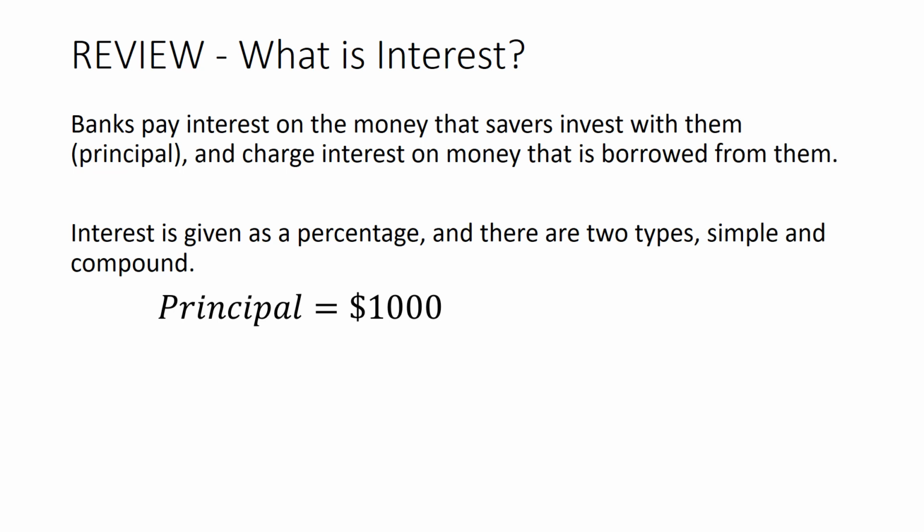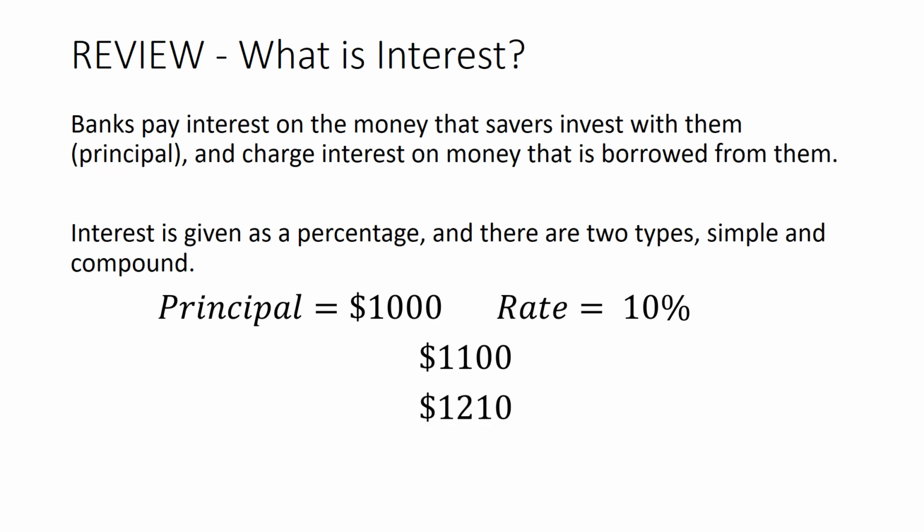Just say we have a principal of $1,000 that we put in the bank, and the interest rate is 10%. Now that's a really high interest rate, but it's just easy for me to work out in my head. So with this, after the first term, we get a 10% interest on that $1,000. So 10% of 1,000 is 100. So we'll end up with $1,100 after that first term, whatever that might be.